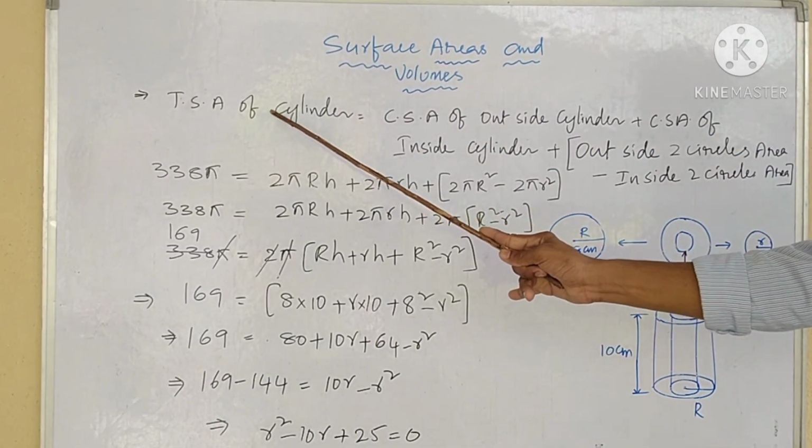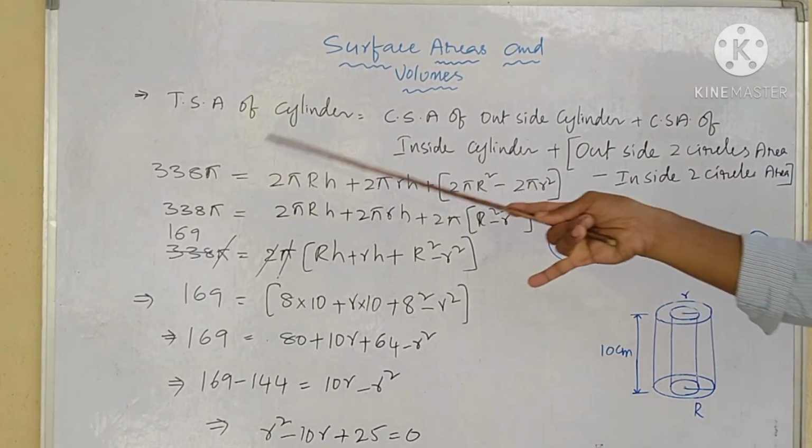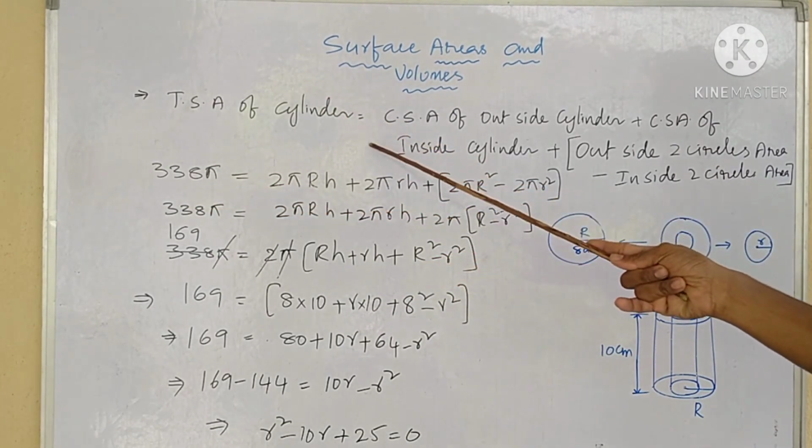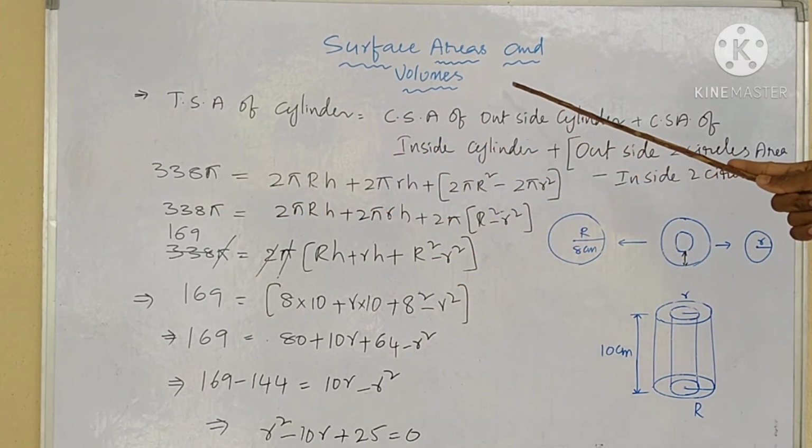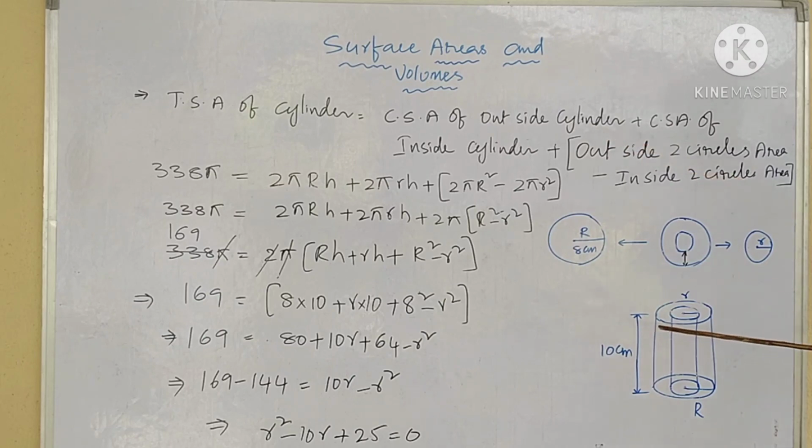Here, total surface area of cylinder. Total surface area of cylinder is 338 pi, which equals the curved surface area of the outside cylinder, plus the curved surface area of the inside cylinder, plus the outside two circles area. This is the outside circle. These two circles are top and bottom.